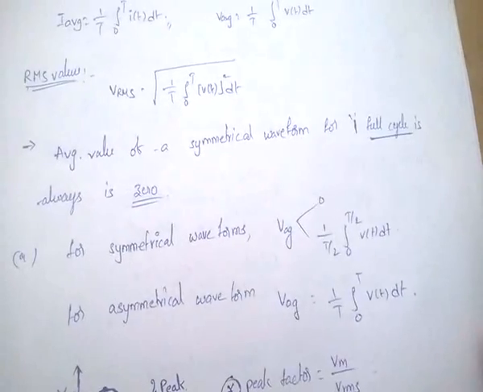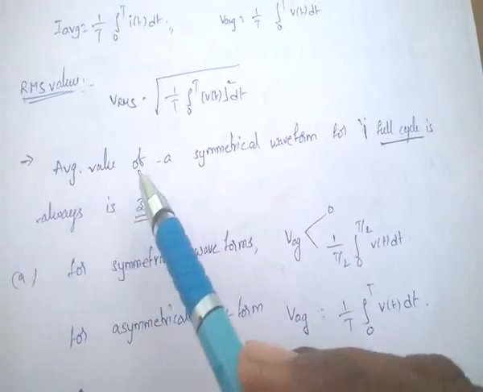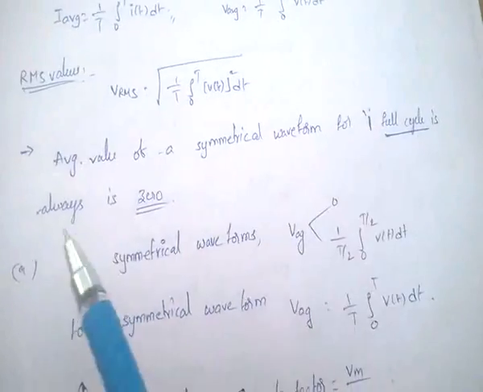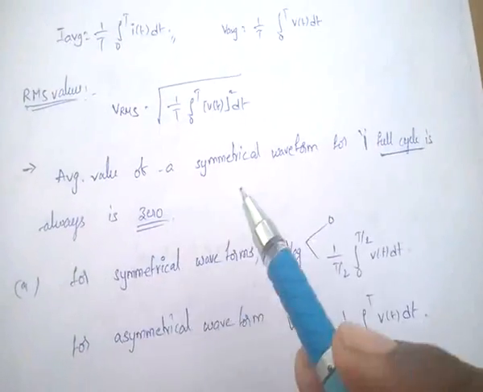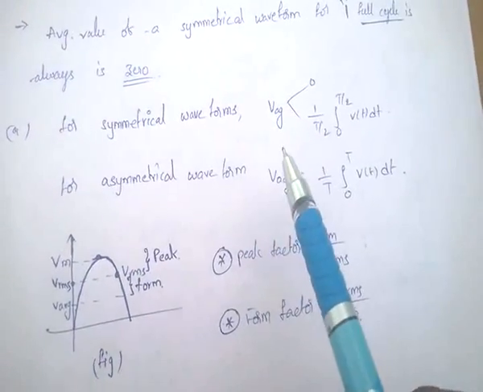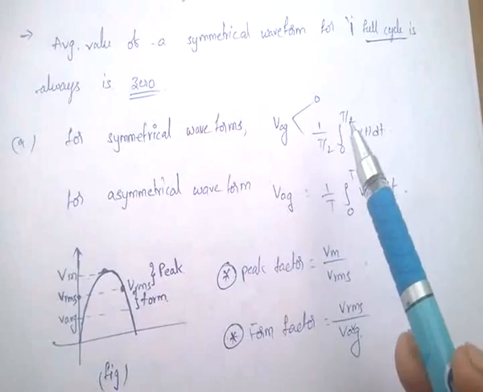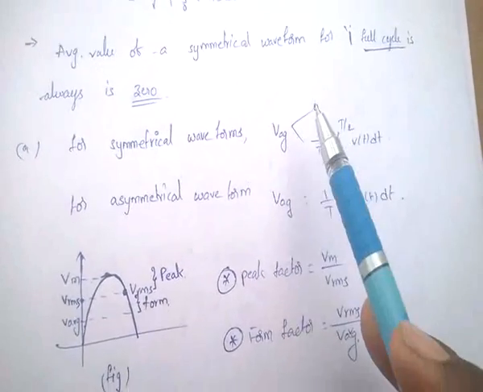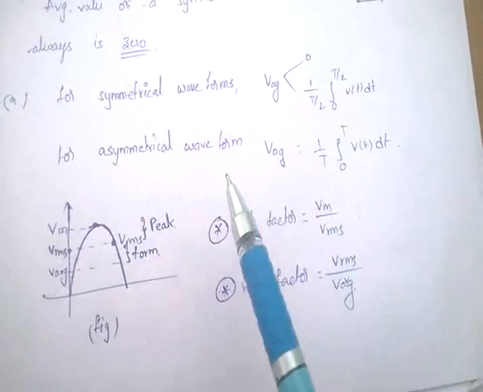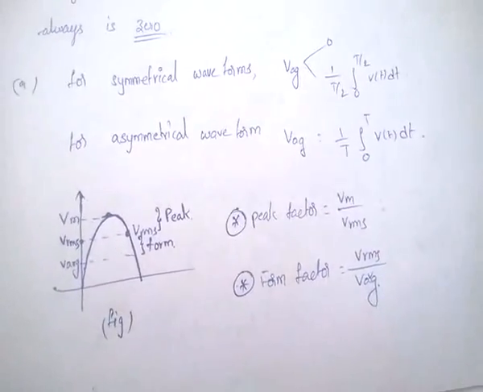Average value of a symmetrical waveform for one full cycle is always 0. For symmetrical waveforms, V average equal to 1 by t by 2 integral 0 to t by 2 v of t dt. For full cycle it is 0. For asymmetrical waveform, V average equal to 1 by t integral 0 to t v of t dt.